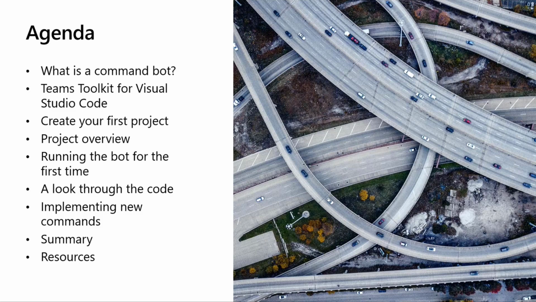I'm going to step through creating this first project, with a quick overview of what has been created for that project, and running a bot for the first time, so we're going to see it in action. And then I'm going to go back through the code and explain how it works, and also show you how you can implement new commands before we wrap up with a summary and some resources for you to get started building bots using the Teams Toolkit for Visual Studio Code.